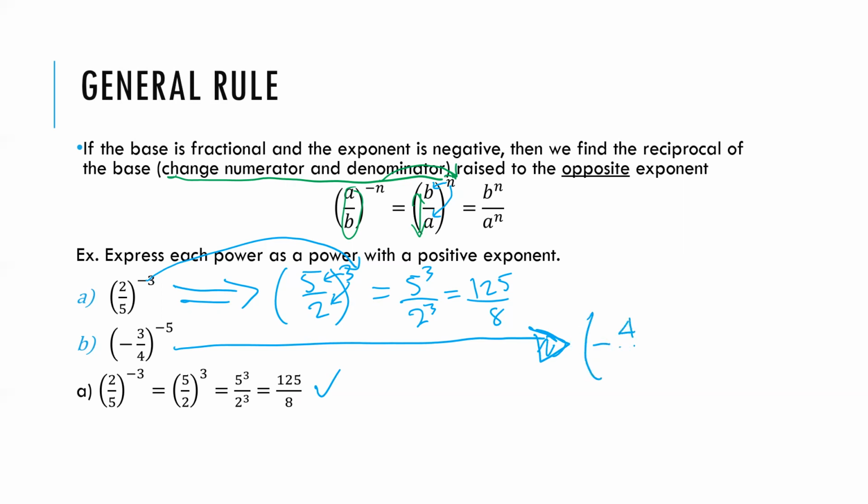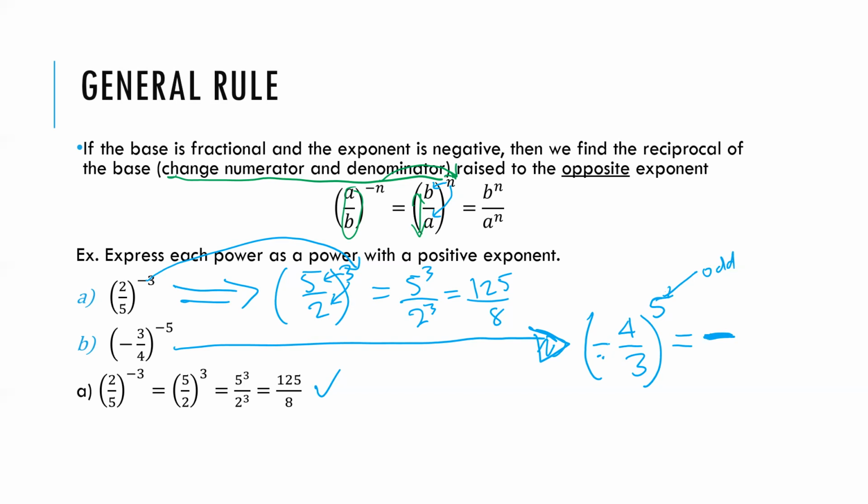So we find the reciprocal of the base. Same thing, find the reciprocal of the base, and then you raise it to the opposite exponent. So we're going to raise it to the power of +5 instead. Now, notice what happens here. We have a negative base raised to an odd exponent. So the rule here, we know the answer is going to be negative.